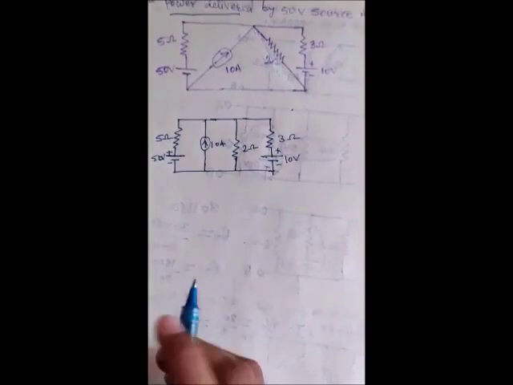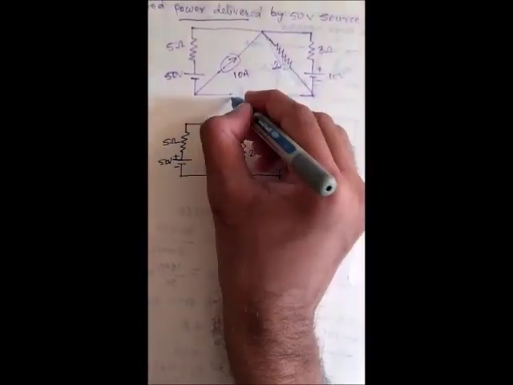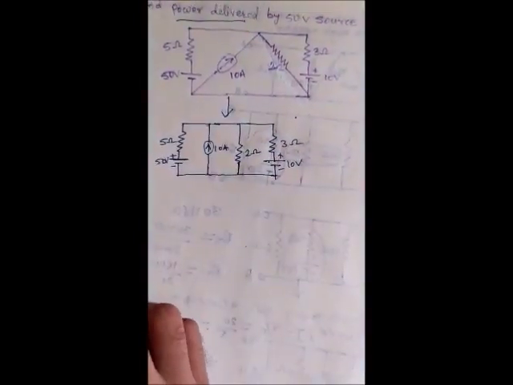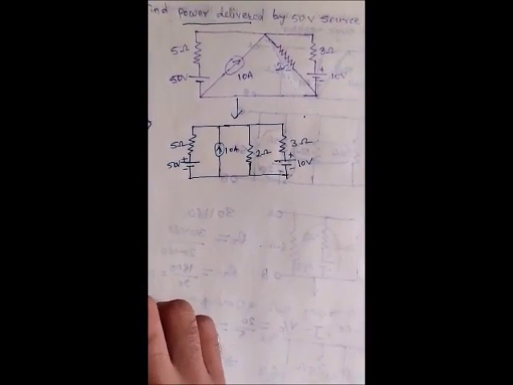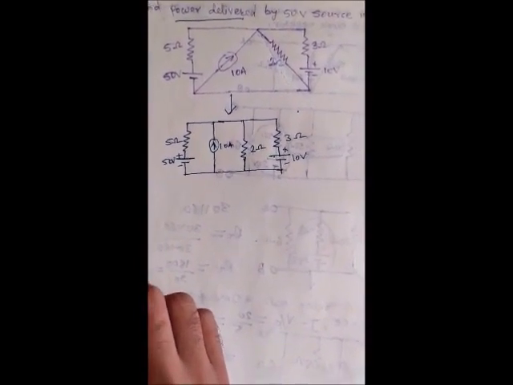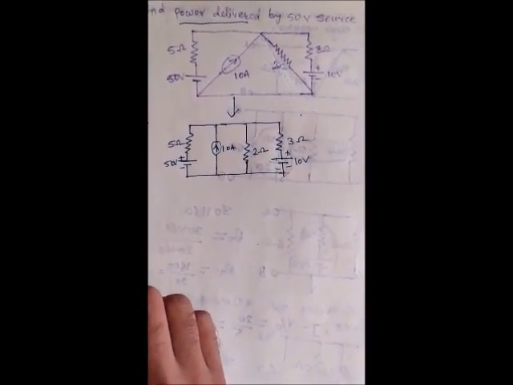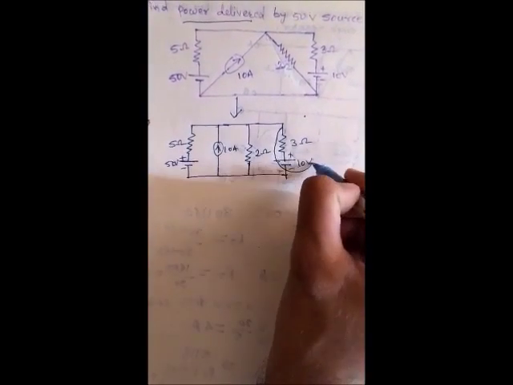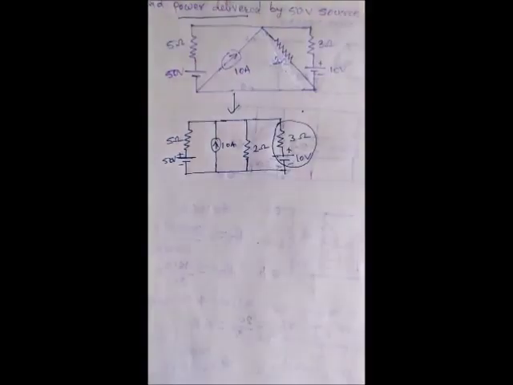So this is a simple circuit, a simple arrangement. Now we have to perform the source transformation. So what we will do? First of all, I will convert the given voltage source into a current source.